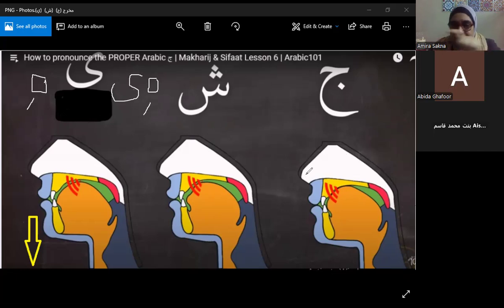This is the same articulation point: the middle part of the tongue with the hard palate. But what is the difference? With jim, the middle part of the tongue makes full contact with the hard palate. That's why the articulation point is closed, and then we open it with a degree of force.